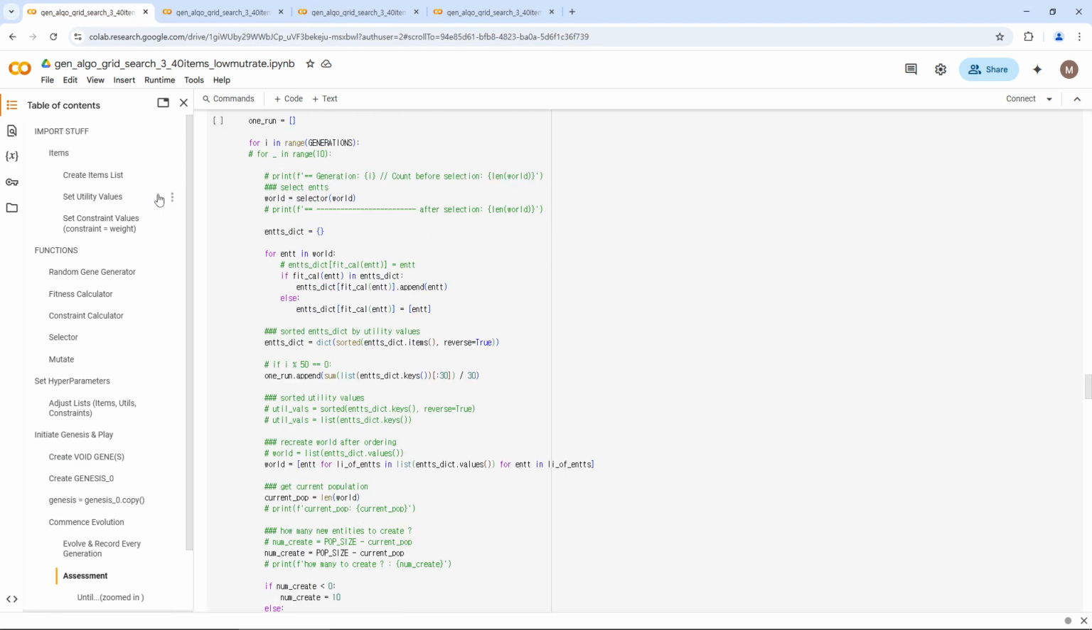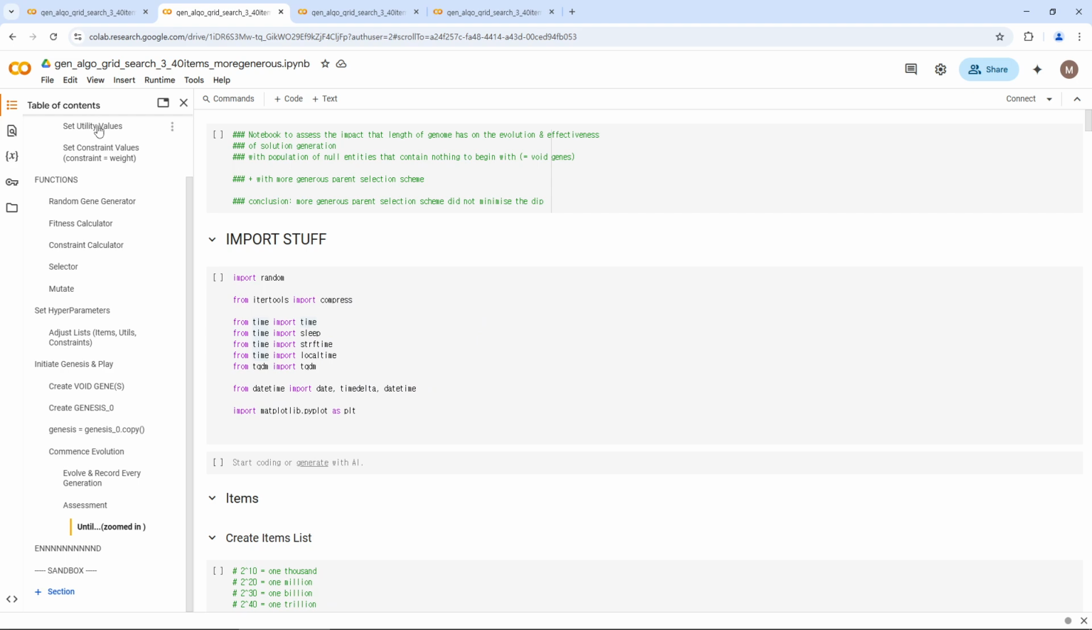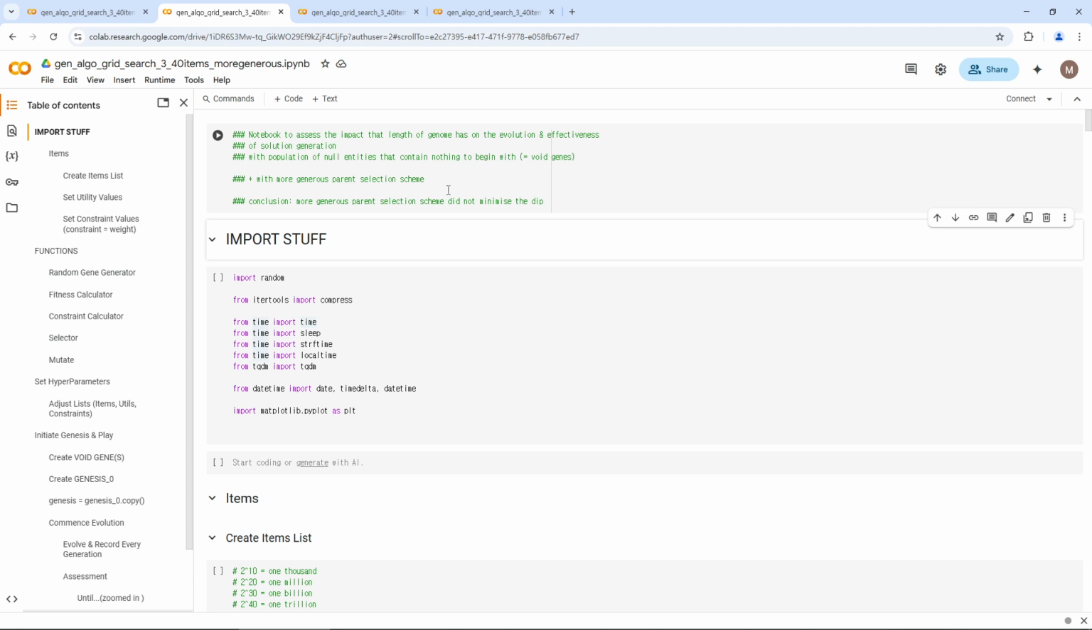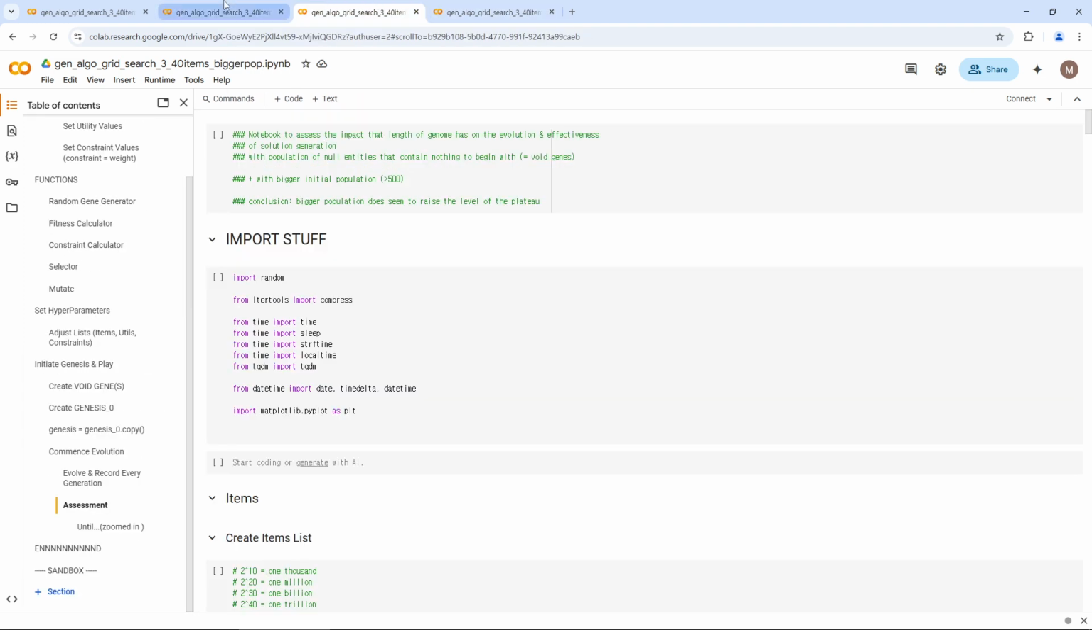And what's this? Yeah, and more generous parent selection doesn't seem to help for now. I mean, there will be ways where this can. I firmly believe that there can be ways that a more generous parent selection scheme can help with controlling the dip, or minimizing or eliminating the dip. Or maybe a dip isn't such a bad thing after all.